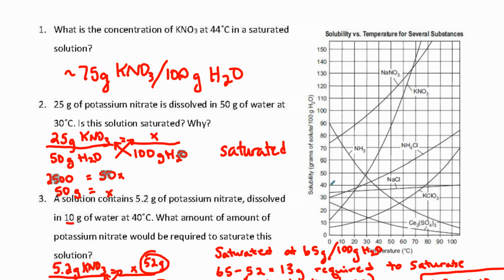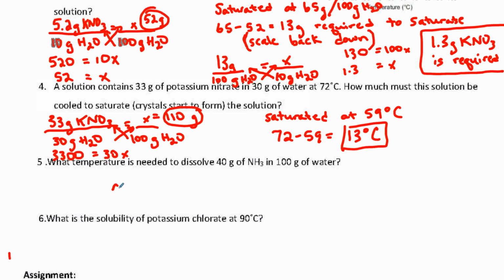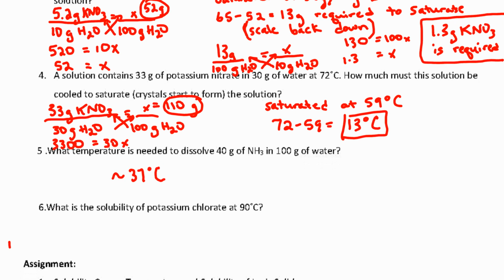Okay, so if I go across on the 40 line, it hits the curve right there. Okay, so then I simply go down to the x-axis and read what temperature that is. I'm going to say that's about 37 degrees Celsius. I'm going to use this just because some of you might say that's 36 and some might say it's 38. So somewhere right around there.